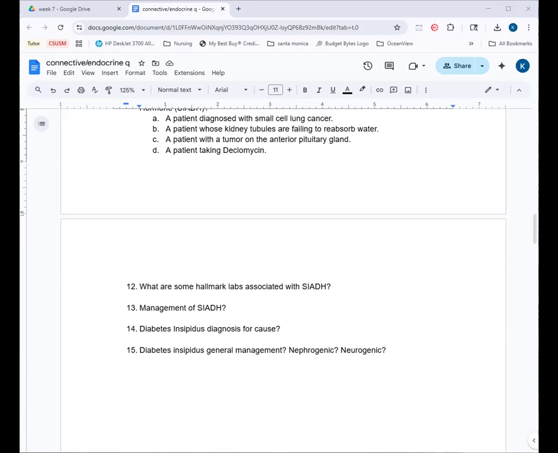So what's your management for SIADH? When do we give hypertonic saline? Under 125, awesome. Your tolvaptan, your vaptans, which are your aquaretics, those are good as well. Something to keep in mind with those is that they get rid of the water but don't cause any real electrolyte changes. Because of that, you can end up causing a really quick increase in sodium, and that's no bueno. Risk of water toxicity.